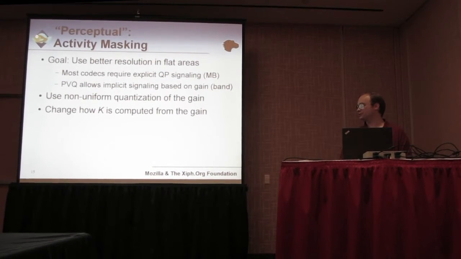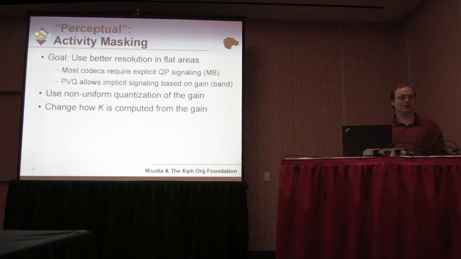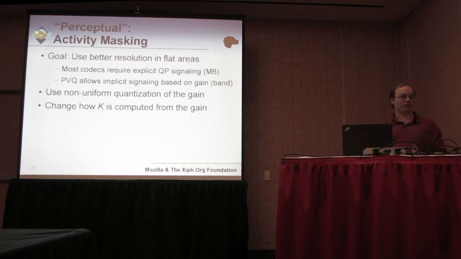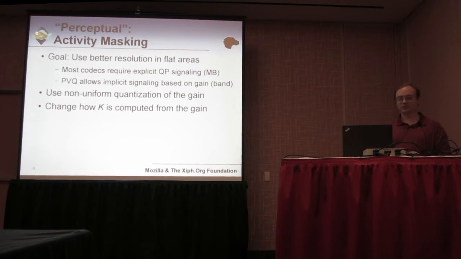But the way we do this is we just use a non-uniform quantization of the gain. So smaller gain values have smaller quantization step sizes, and larger gain values have larger quantization step sizes. And then we change the function that we use to compute k, the size of our codebook, from the gain. So that when the gain is smaller, we bias towards having larger k's, and when the gain is larger, we bias towards having smaller k's.